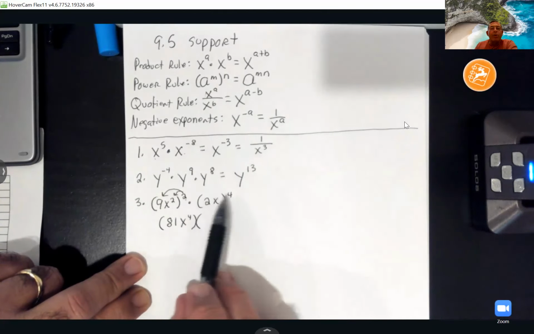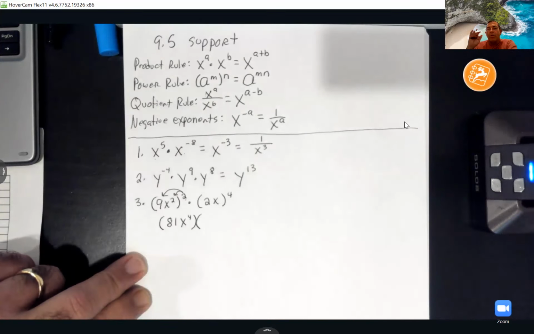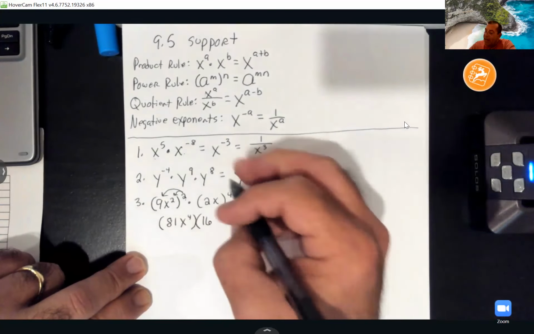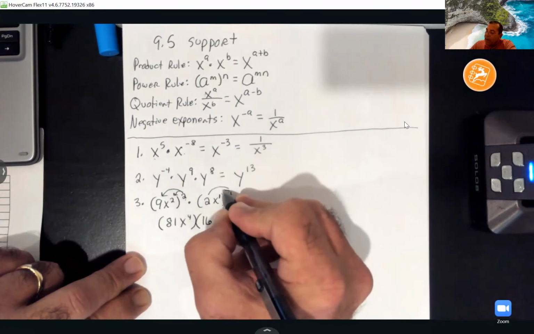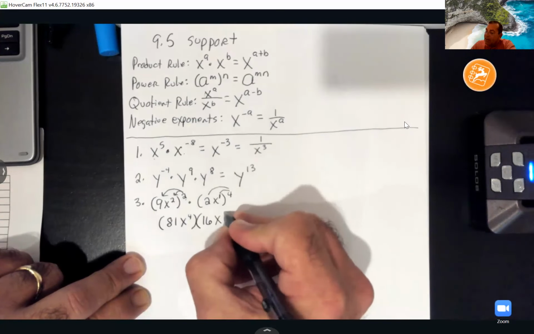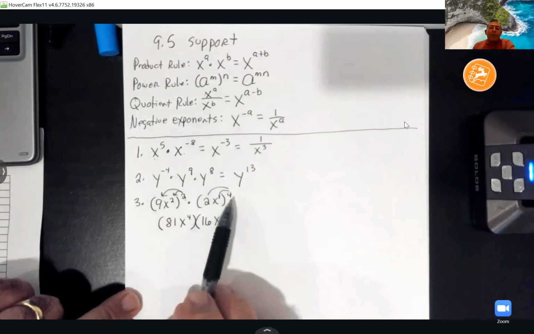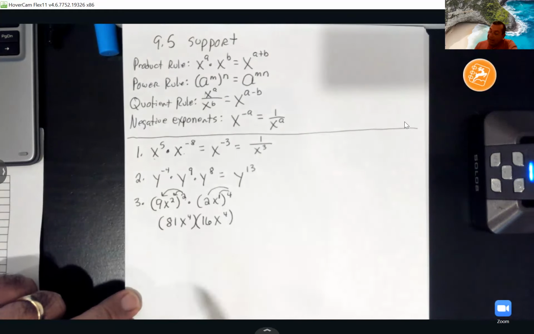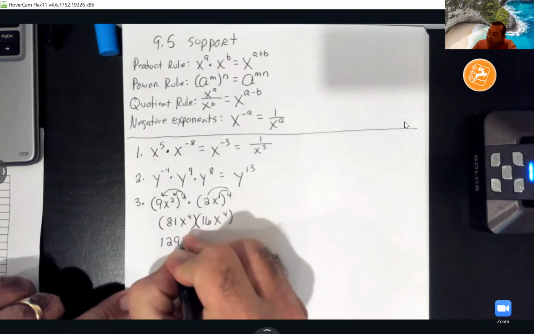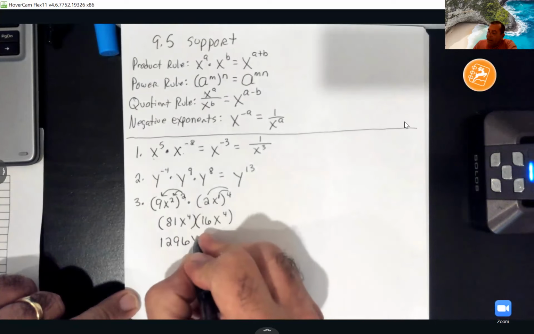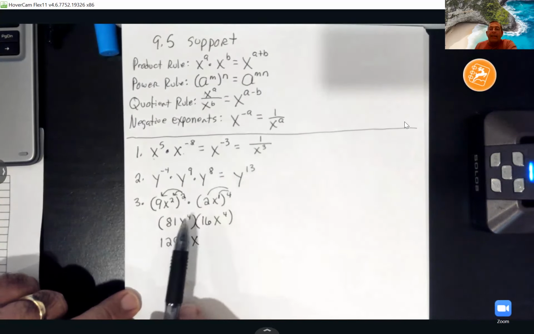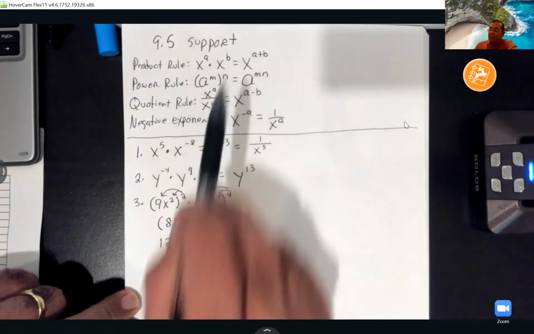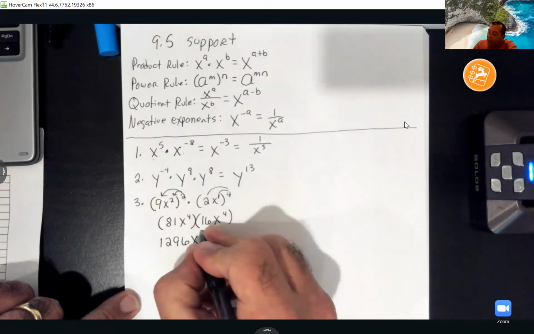Now over here, 2 to the 4th. 2 times 2 times 2 times 2 gives you 16. Now remember, this x doesn't have an exponent, so we treat it like a 1. And 1 times 4 gives me an x to the 4th. So remember, at this point, I'm using the power rule. Now, I'm going to multiply 81 times 16. That's going to give me 1296. X. So let's see what I'm going to do here. I have an x times the x. So I'm back up to the product rule. X times x wants me to add exponents. So 4 plus 4 gives me an 8.